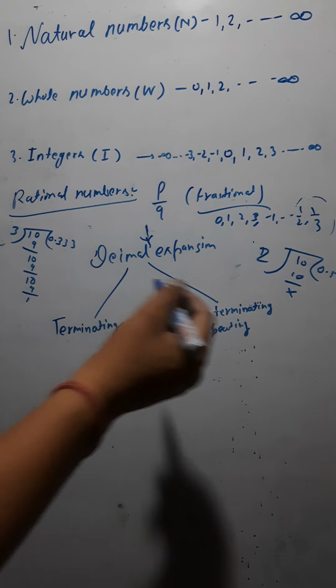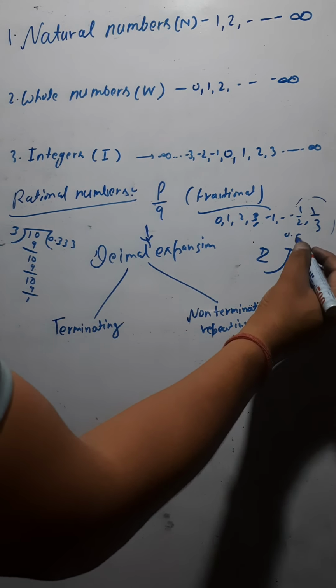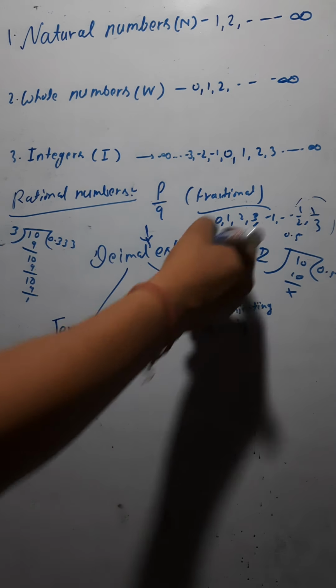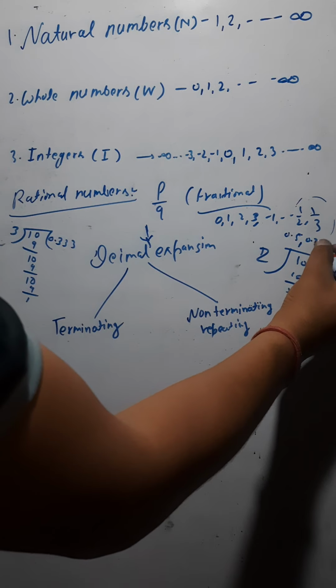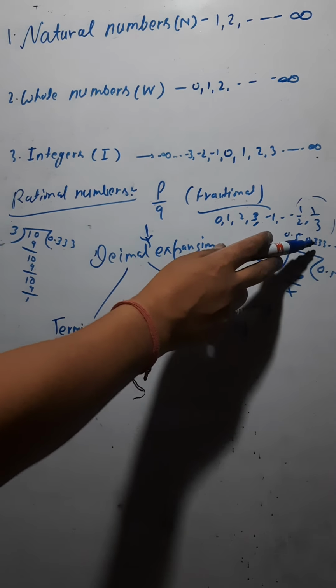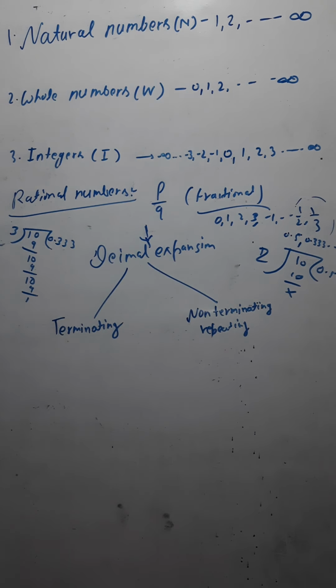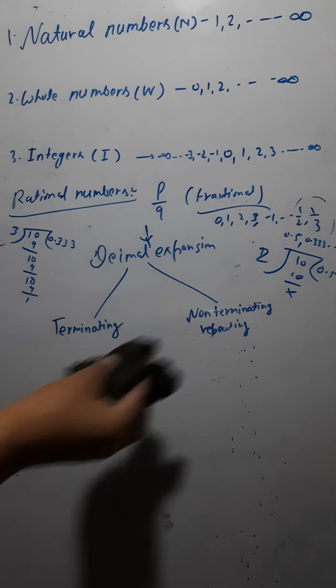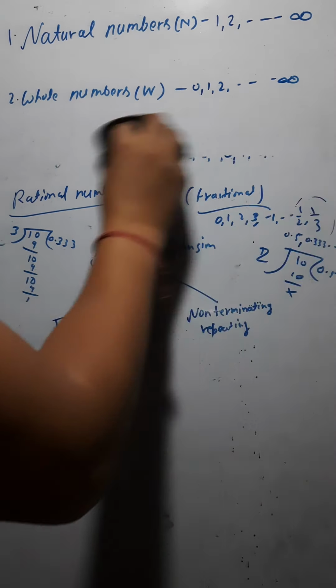So if I am writing 0.5, this is a rational number because this is terminating. And if I am writing 0.333 etc., this is also a rational number because it is non-terminating and repeating. Getting it or not? So this is the next type of numbers, the rational number. Now we would be talking about the next one, that is irrational number.